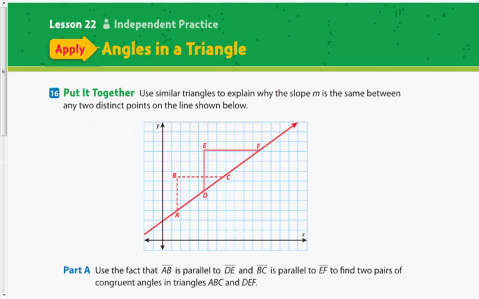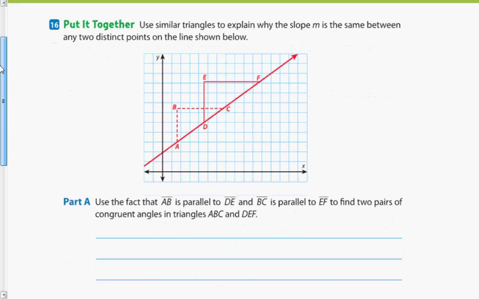So let's look at this on page 203 here. We are going to briefly connect this to one other thing that we've learned in the past. It says, use similar triangles to explain why the slope is the same between any two distinct points on a line. And this goes back to something we learned when we talked about slope. Remember, slope is rise over run. That's why there are these triangles on there.